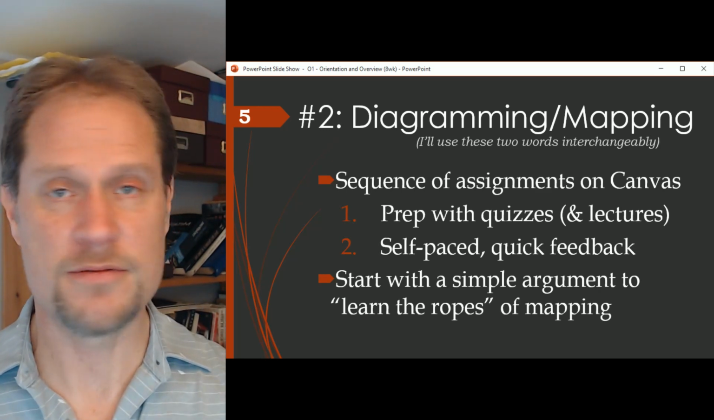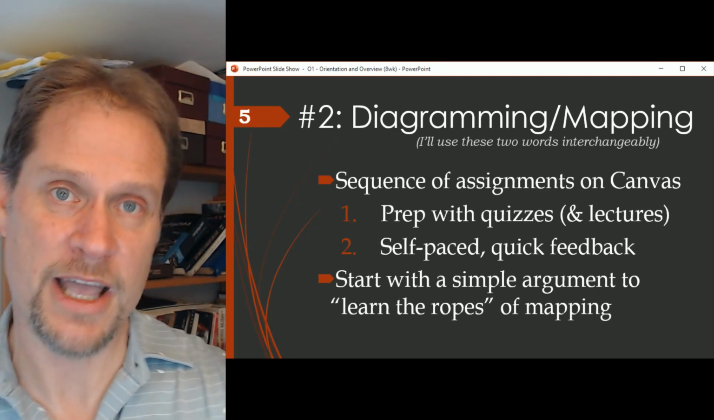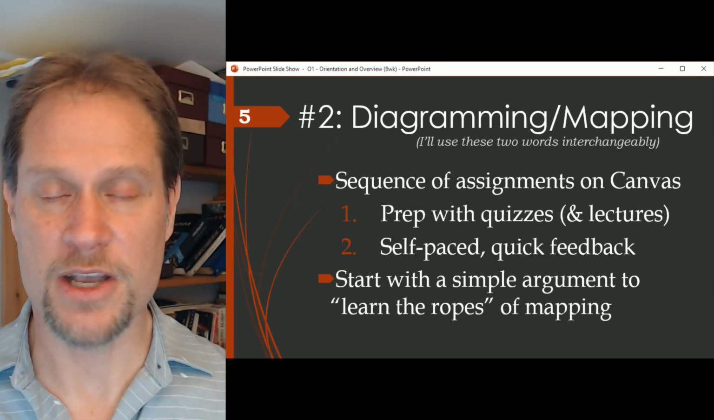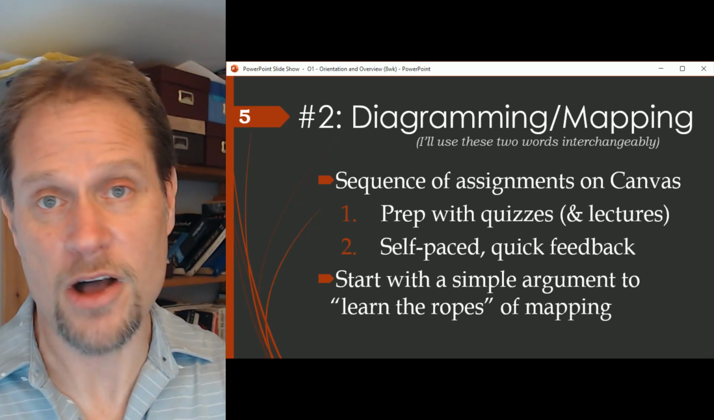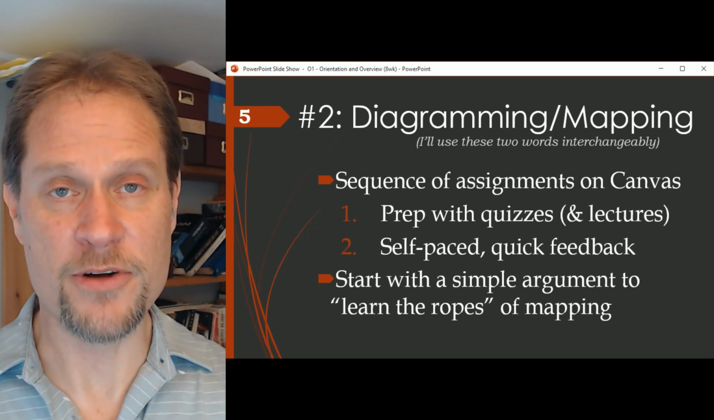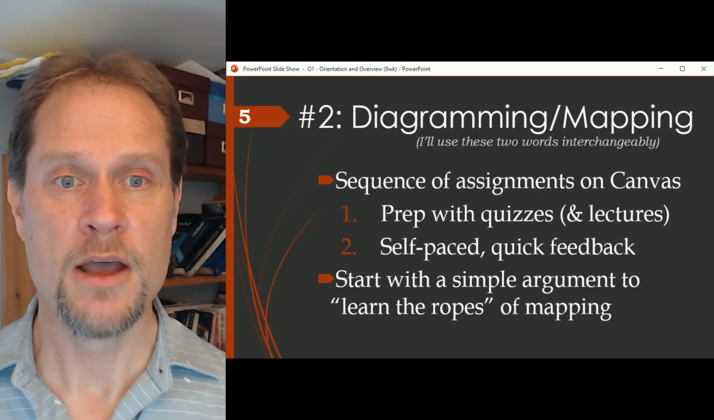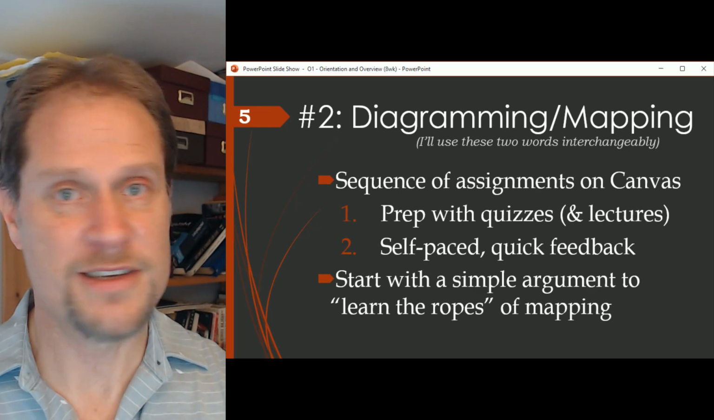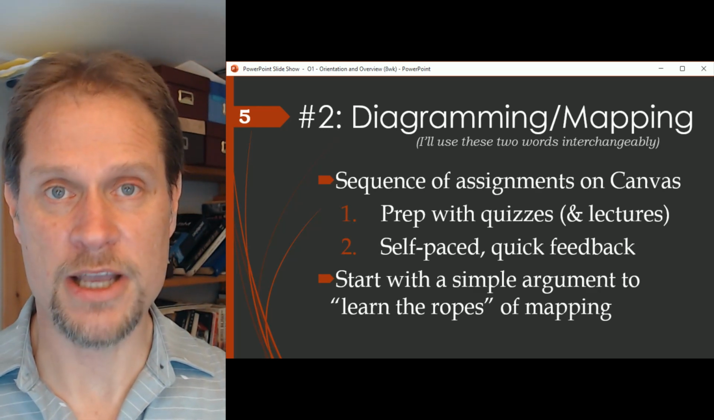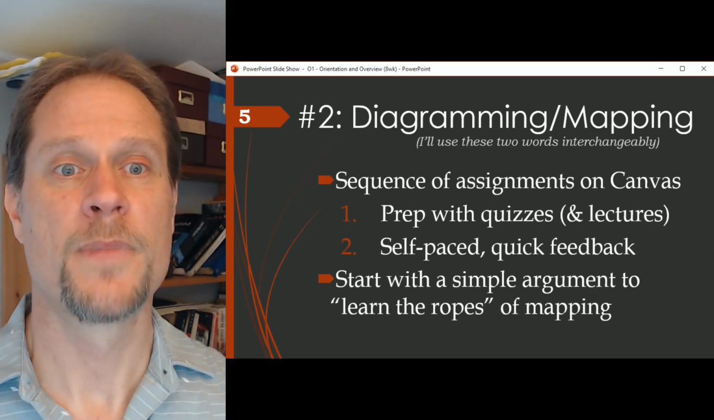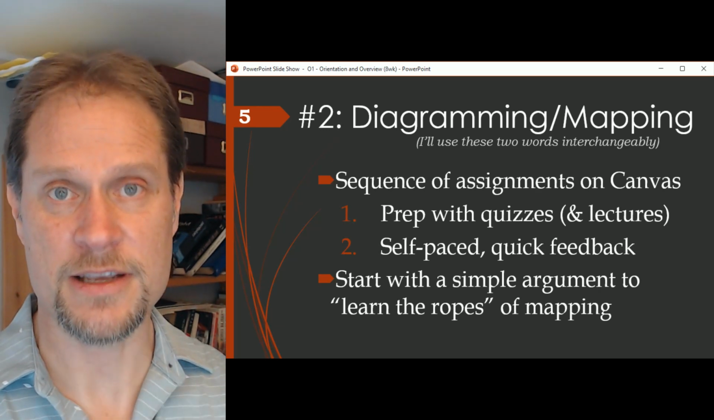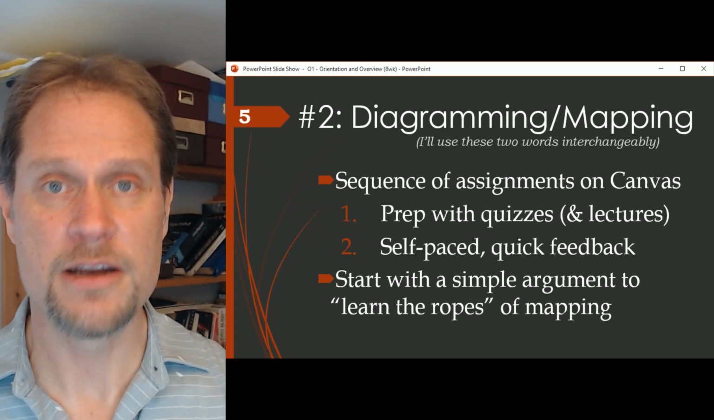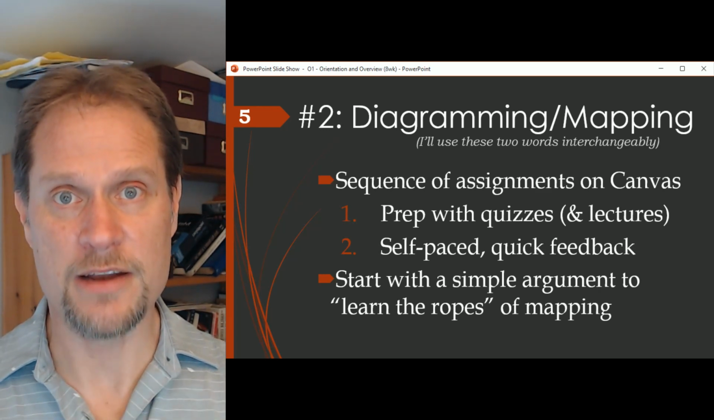So this is not a class where you can scrape by with, oh, I scored 50% on that quiz or that assignment and I'm on to the next thing, because then you won't be able to do the next thing. You've got to be solid on the first thing before you can do the second thing. But it's all self-paced, and I'm going to have quick feedback for you. The quizzes are automatically graded by Canvas, so you'll have instant feedback. For the assignments you submit, you'll get quick feedback from me, hopefully in a couple of days or less. So you should get a quick turnaround.